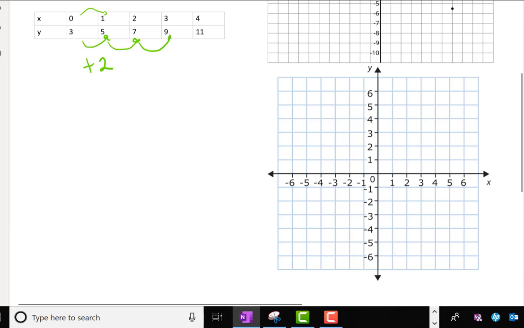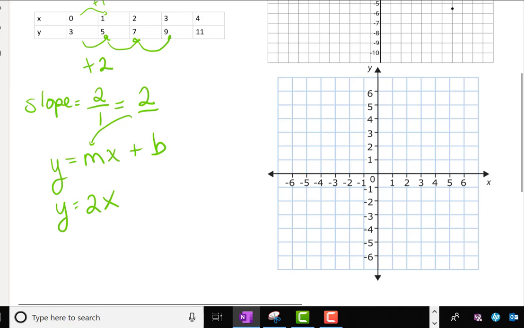And then on our x's, we have plus 1 again. So that means my slope is going to be 2 divided by 1, which is just 2. Remember that 1 is invisible. So we know my equation is going to be y equals mx plus b. My slope is 2. That goes in for m. So y equals 2x. Now I need the y-intercept. Remember, the y-intercept happens when x is 0. So right here, that's my y-intercept. My y-intercept is positive, so it'd be plus 3.